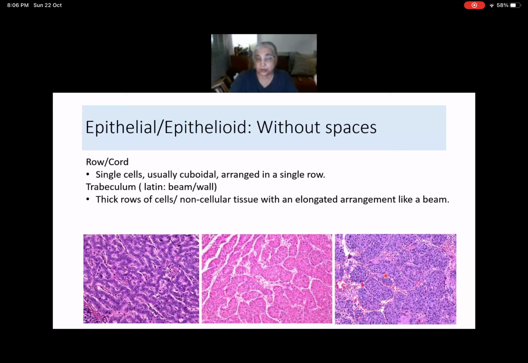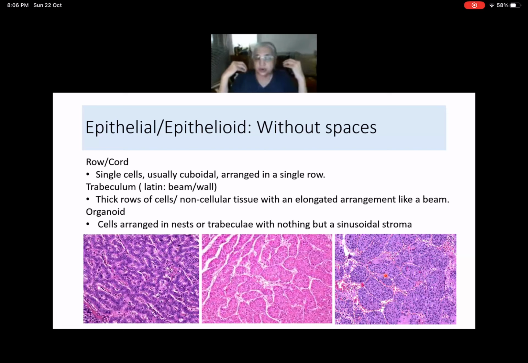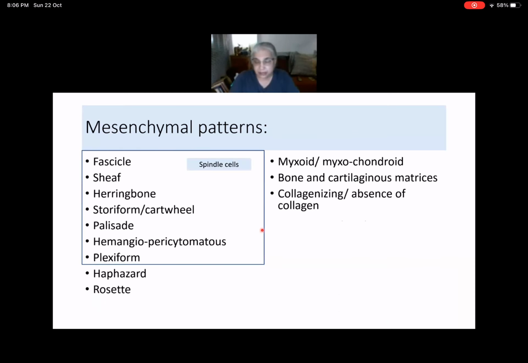And here you see that there is nothing but a sinusoidal stroma. So you have these groups of cells, nests of cells, with only a sinusoidal stroma, and that's very loosely called an organoid pattern. So nests or trabeculae with nothing but a sinusoidal stroma is referred to as an organoid pattern.